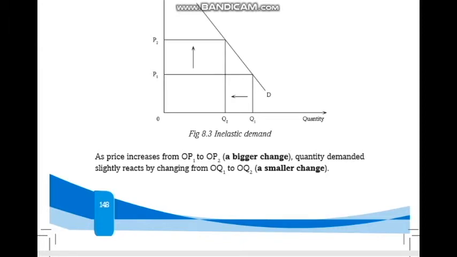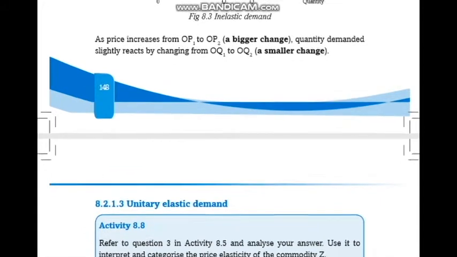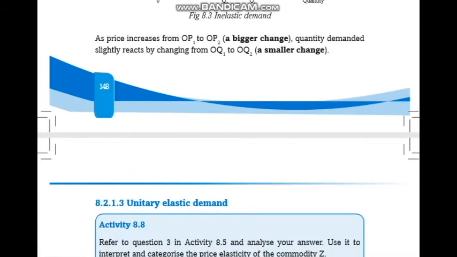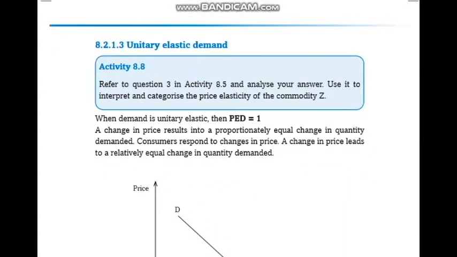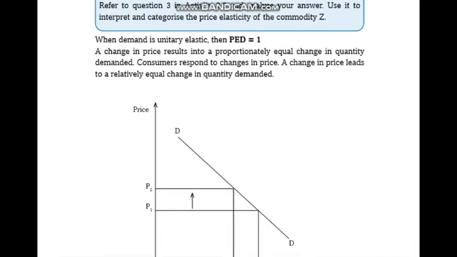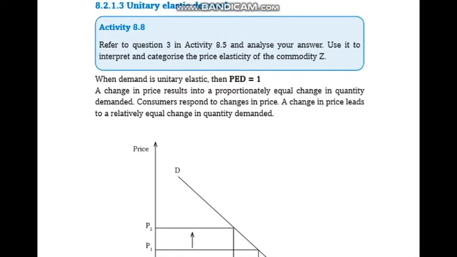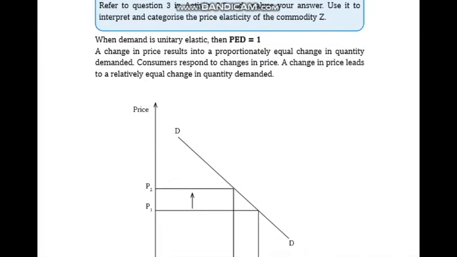So a bigger change in the price causes a change in quantity demanded, but a small one. As the price increases from OP1 to OP2, a bigger change, quantity demanded slightly reacts by changing from OQ1 to OQ2, a smaller change. Now unitary elastic demand. Refer to question number 3 in activity 8.5 and analyze your answer. Use it to interpret and categorize the price elasticity of commodity Z.